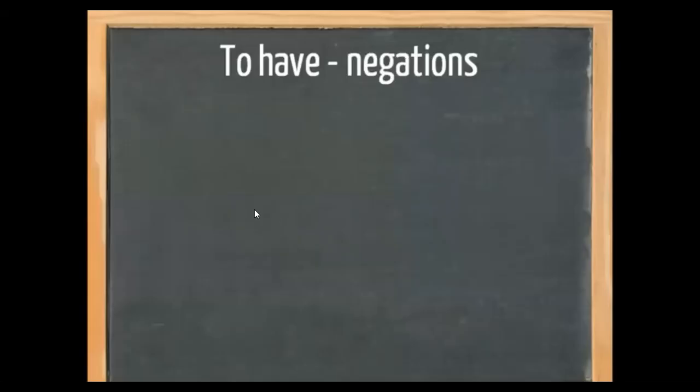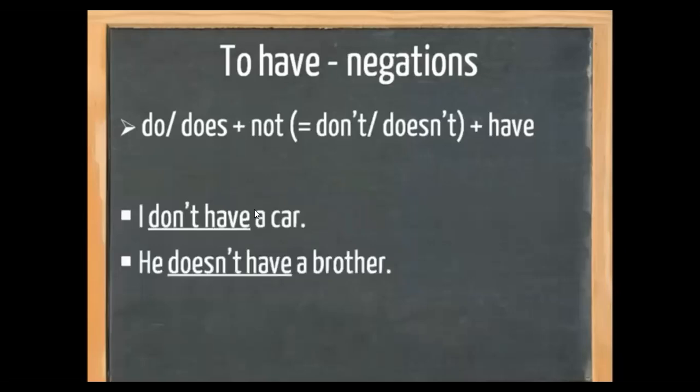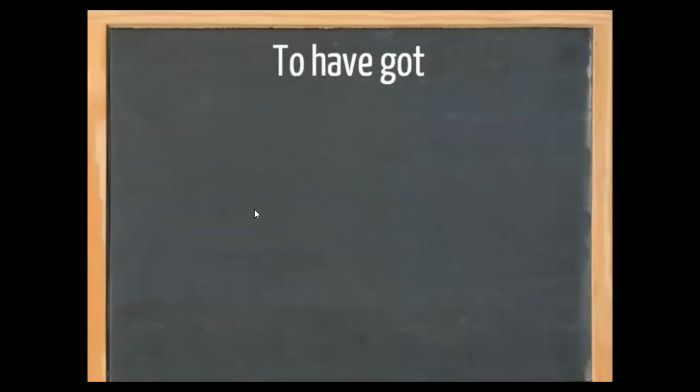Now let's have a look at to have in negations. Again, we use do and does, but we add not to it, so it becomes don't or doesn't, and have. I don't have a car. He doesn't have a brother. It doesn't have to be like this.